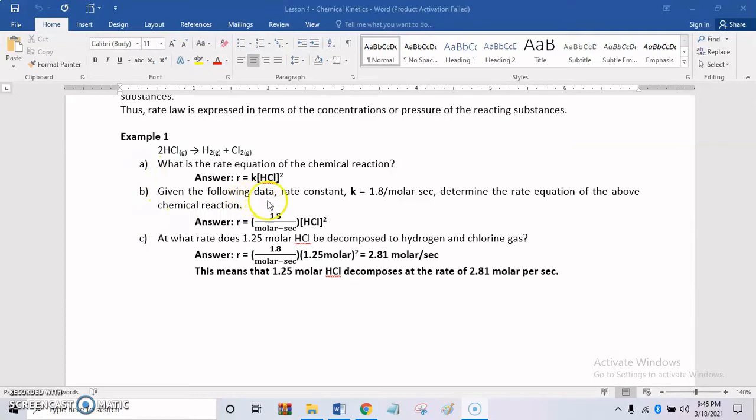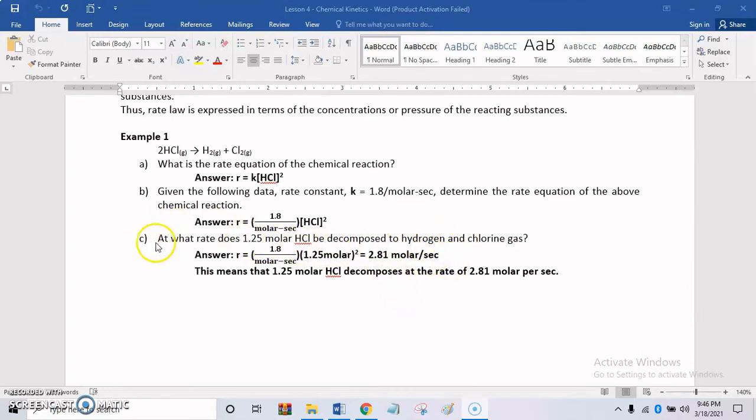Question B: given the following data, rate constant k is 1.8 per molar second, determine the rate equation of the above chemical reaction. Here we are just given the value of k, and we need to input that. The answer is R equals 1.8 per molar second times the concentration of HCl raised to 2. That is the answer.